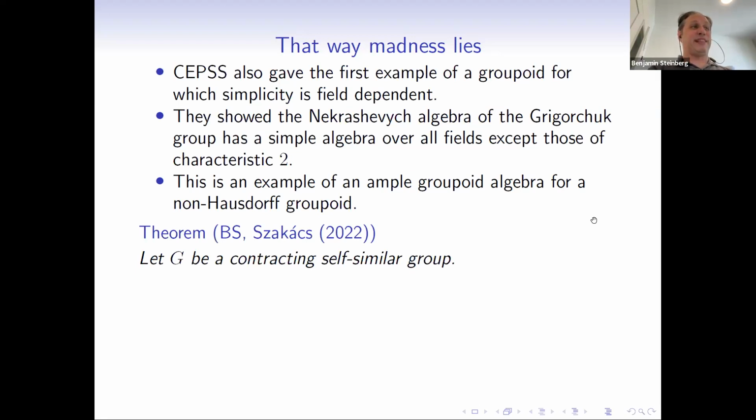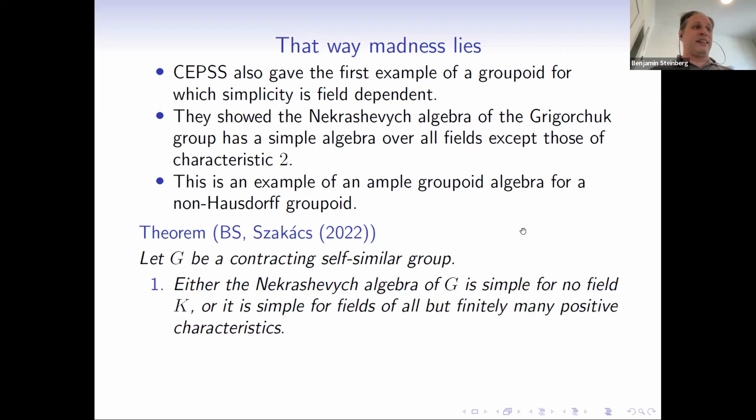This is kind of getting ahead of the story, but using our results on simplicity, Nora and I went a bit further. If G is a contracting self-similar group, I won't explain what that means, but the Grigorchuk group is a canonical example, then we proved that either the Nekrashevych algebra of G is simple for no fields, or it's simple for all fields except those of finitely many positive characteristics. So for a Nekrashevych algebra of a contracting group, either it's never a simple algebra or it's simple except for finitely many exceptions, like was the case for the Grigorchuk group.